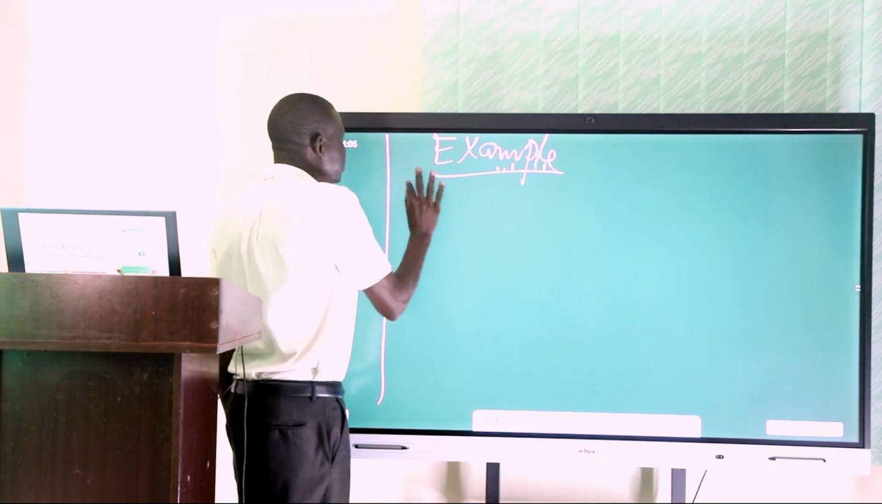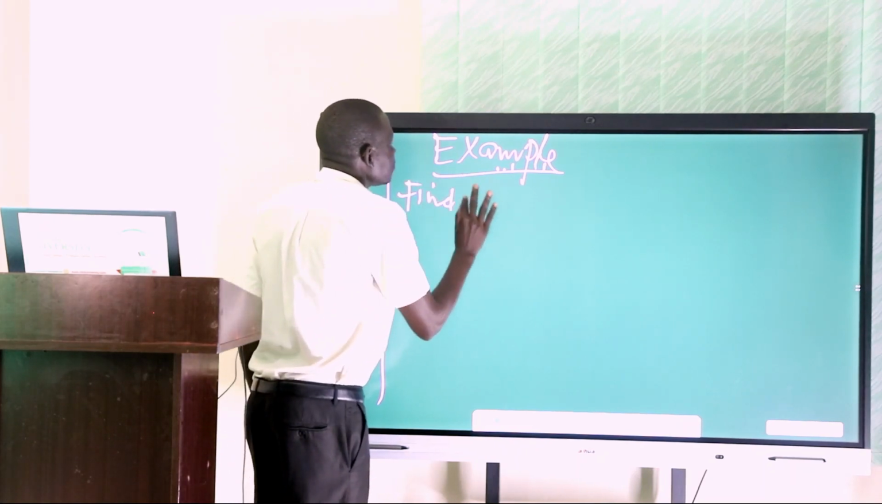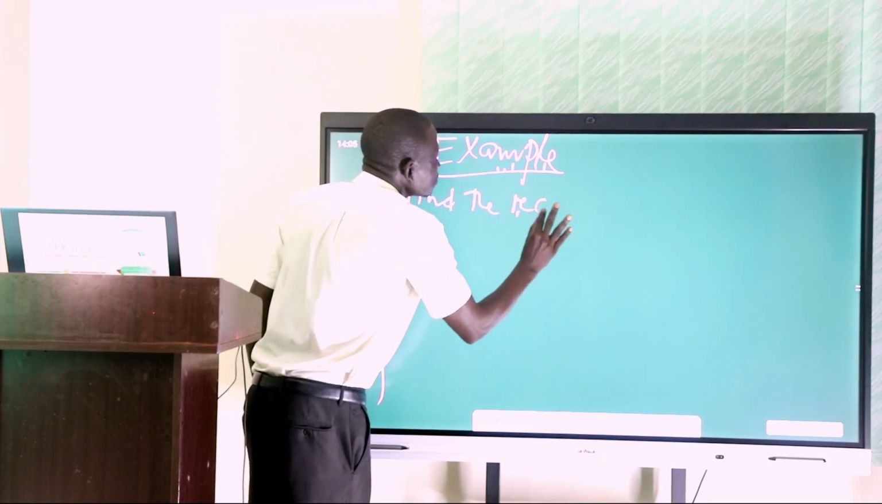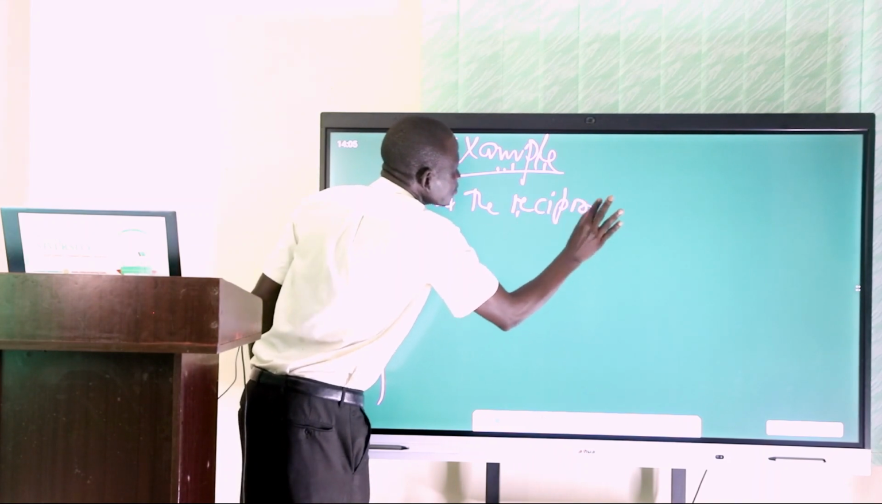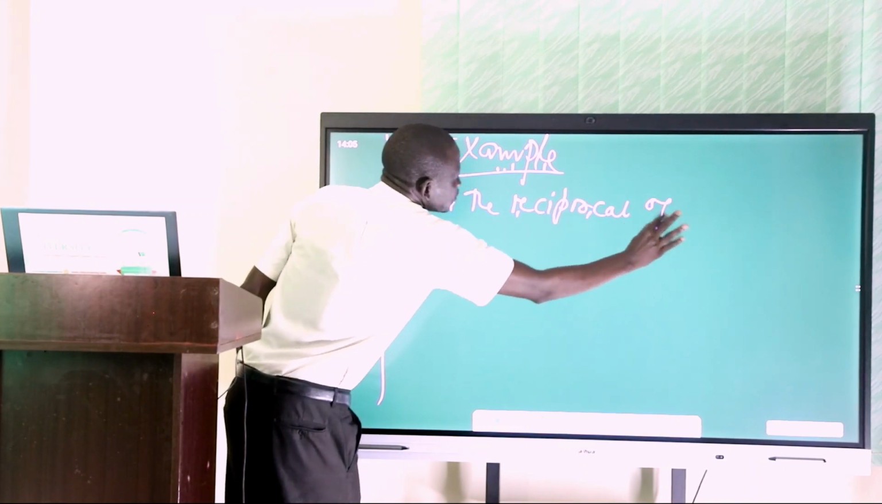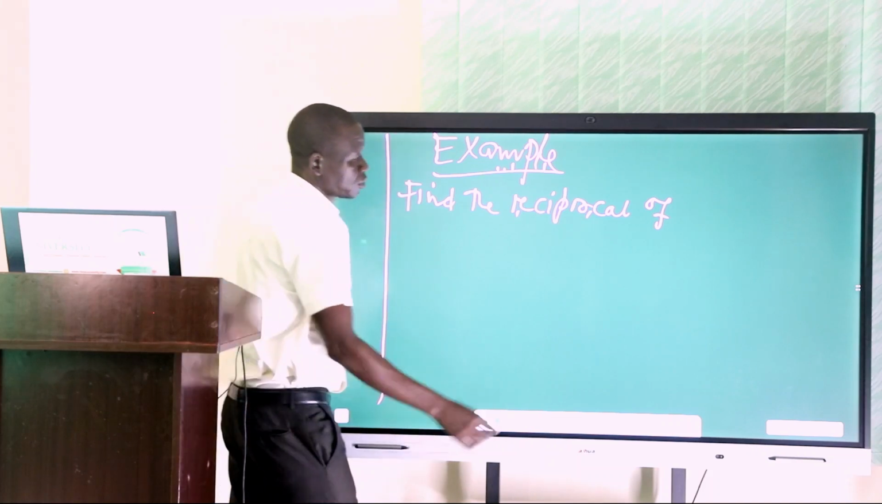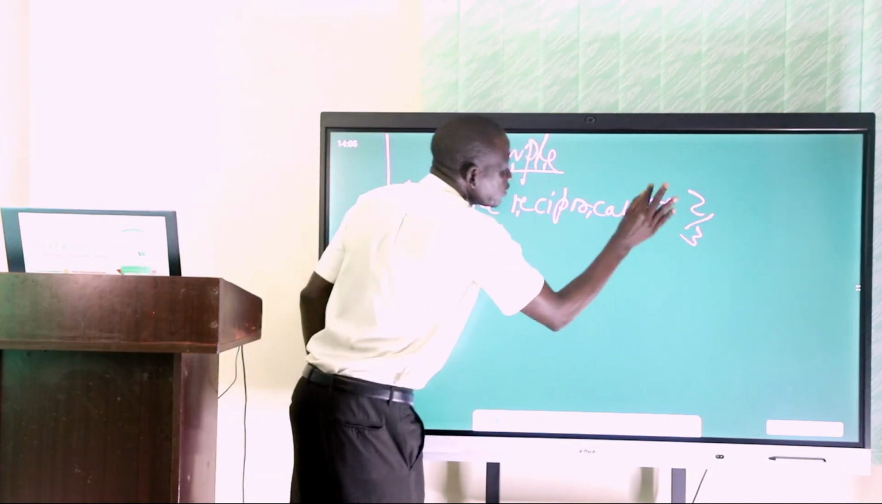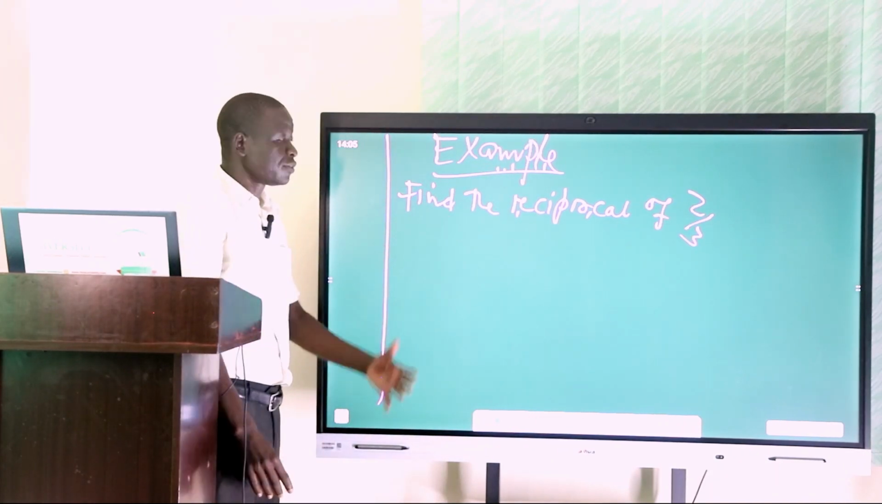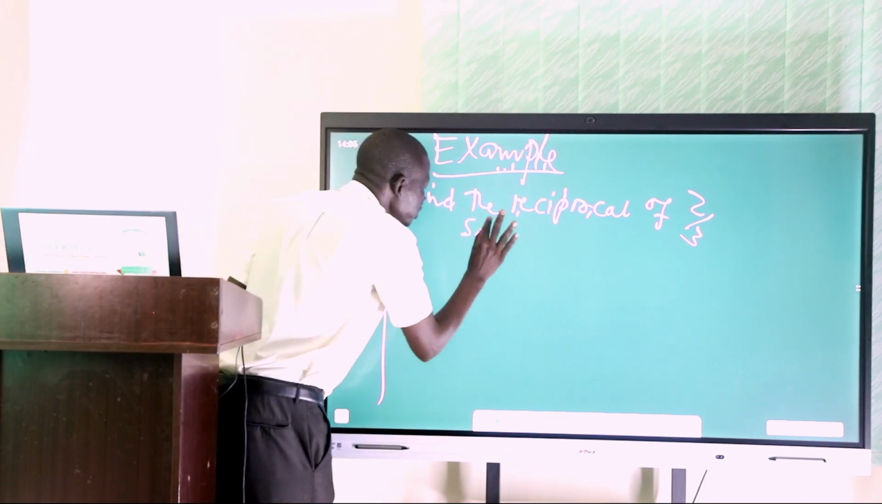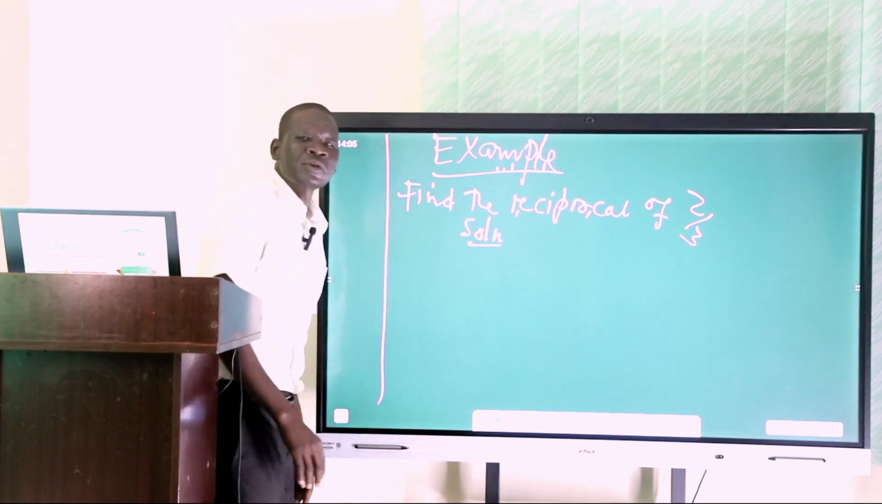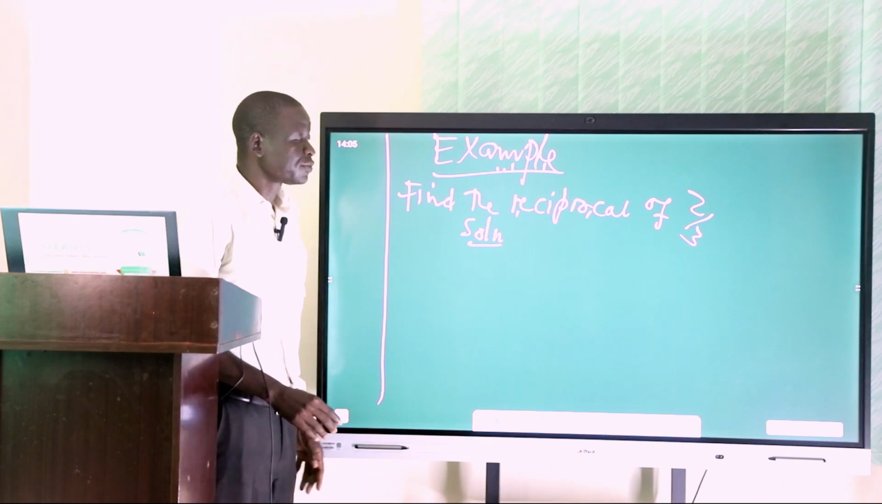We want to find the reciprocal of maybe 2 over 3. Reciprocal of 2 over 3. So the solution is, we don't know the reciprocal of that number, first of all.